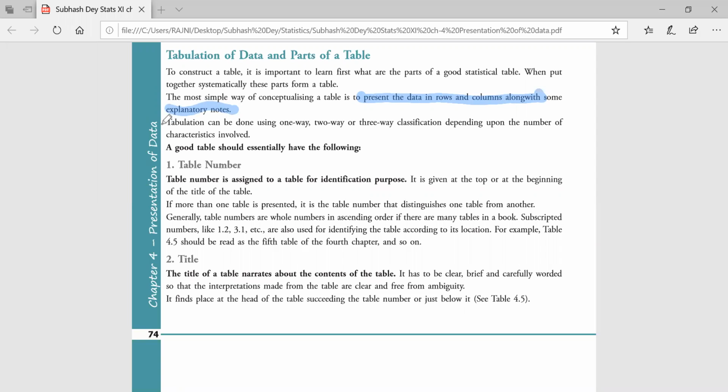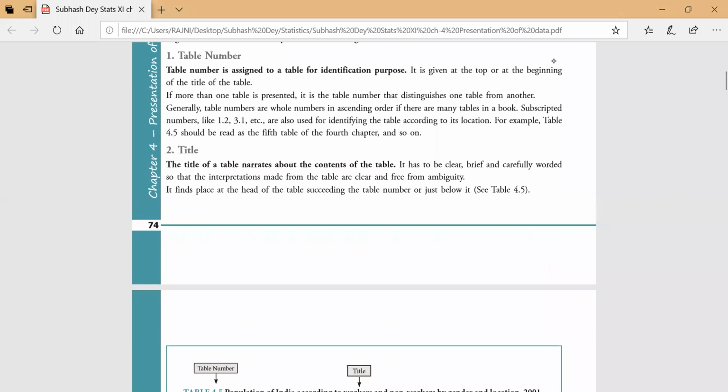So there can be many ways to represent the data using tabulation, like one way, two way, or three way classification. It mainly depends upon the features involved in that particular data to be represented. So here we will discuss the contents of a table or the parts of a table. What are they? There will be mainly 8 parts.